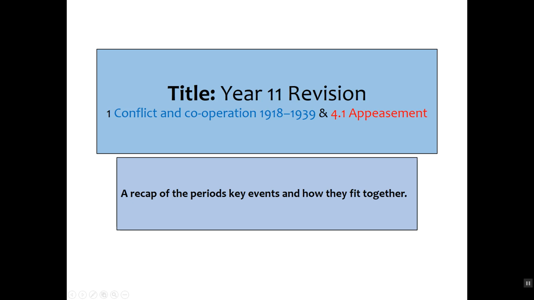Welcome to this session on Year 11 revision. We're going to look at two sections in this video. We're going to look at conflict and cooperation from 1918 to 1939, and we're going to look at 4.1 appeasement. So we're going to look at the interpretation side of the course as well.